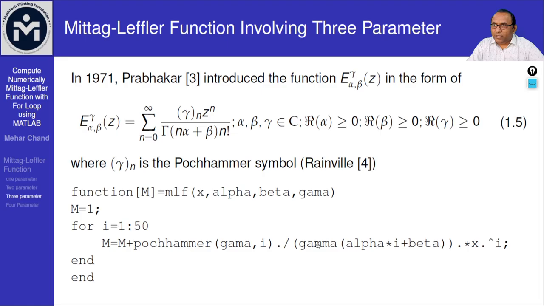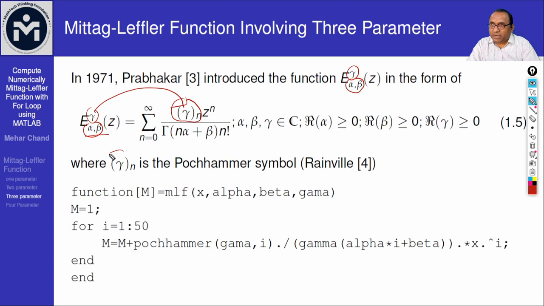Now in the next case, you can see that in 1971, Prabhakar introduced a Mittag-Leffler function involving three parameters, alpha, beta and gamma, in the form you can see in equation 1.5. So alpha and beta are the same, and gamma is in its place. The change in this function is very important to see carefully. Here is the gamma parameter, introduced at this place, and this is the Pochhammer symbol. For more information about the Pochhammer symbol, you can see the book Rainville for special functions. You can see this Mittag-Leffler function involves alpha, beta and gamma. These are the parameters, and z is the variable. And here we also have n factorial, don't forget about this one.